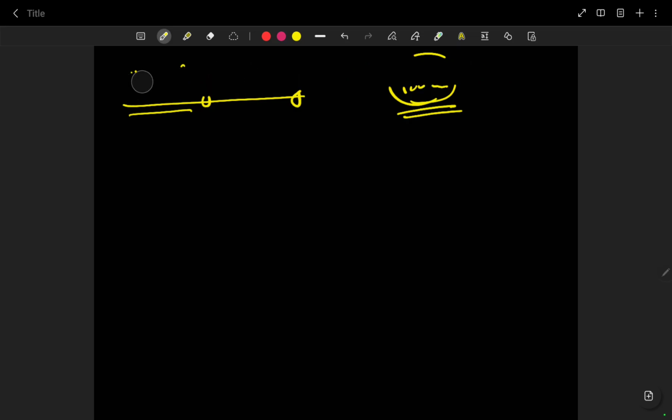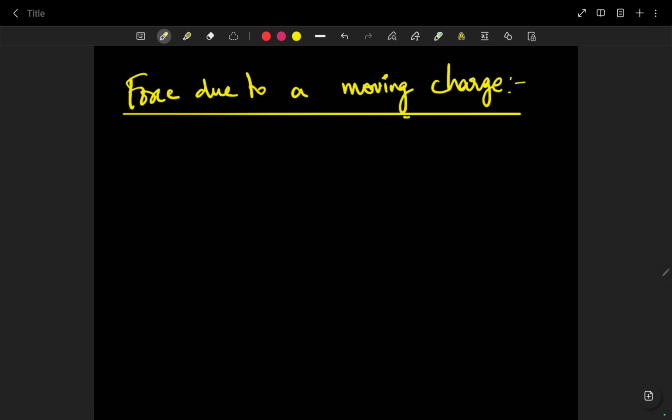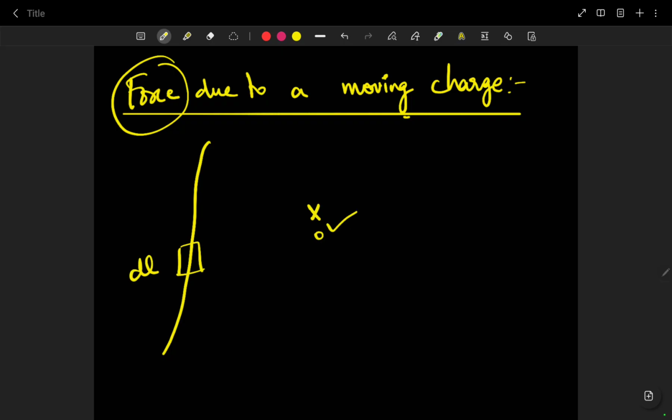So this specific part of the chapter is going to deal with force due to a moving charge. When you're talking about force, we generally consider a conductor and this conductor's small length element, which is dl. If you have this point x, at x you want to measure the magnetic field due to this small element of the conductor. Something that helps you do this successfully is the Biot-Savart law.